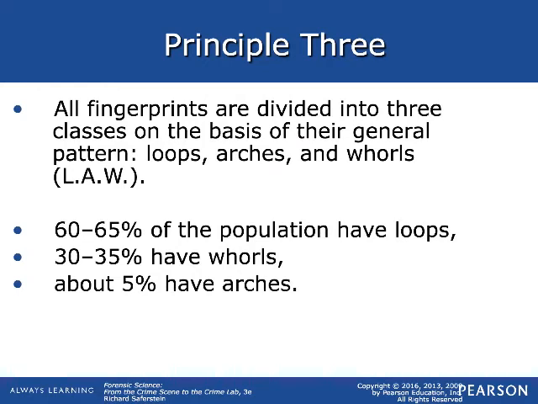Okay, now fingerprints are divided into 3 classes based on what their pattern looks like. Okay, so they use the acronym LAW. So we can have loops, we can have arches, and we can have whorls. So 60 to 65% of the population have loops, 30 to 35 have whorls, and about 5% have arches. So loops is the most common feature, and then whorls, and then arches. So maybe LWA, if you wanted to remember them in order.